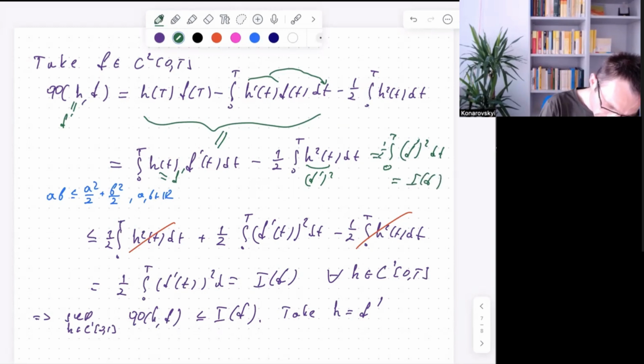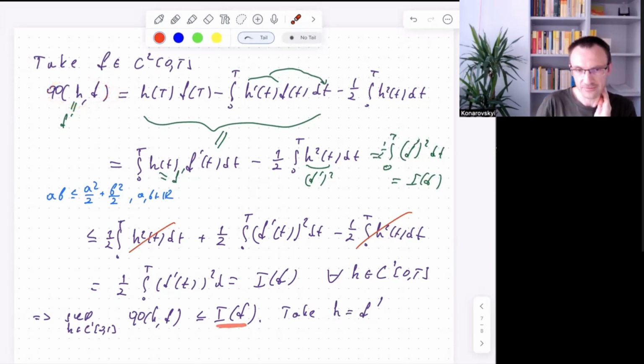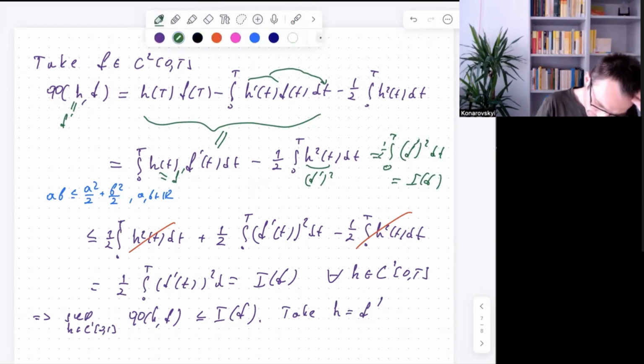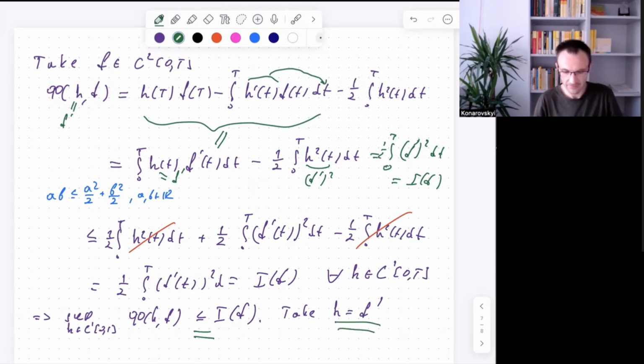So therefore, for this particular h, you see that the supremum of this function is exactly I of f. So therefore, there is no choice. The supremum must be equal. Then you get the equality, because that maximum or supremum is reached on the function h that is equal to the derivative of the function f.